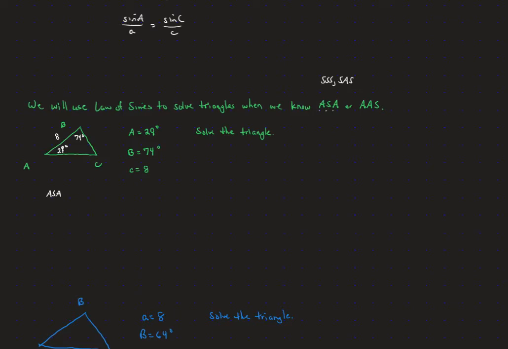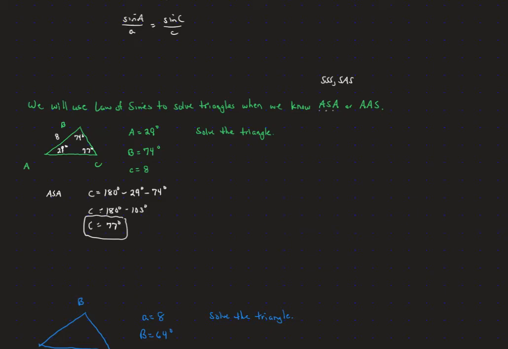Now, as we go to try to solve it, since we know two of the angles, probably the easiest thing to do is to find angle C first. And since we know all of the angles have to add up to be 180, we can subtract off the 29 and 74. So let's see, 29 and 74 makes 103, I believe. And if we subtract that from 180, then we get, I guess, 77 degrees. So that's going to be one thing that we know: that missing angle is 77 degrees.